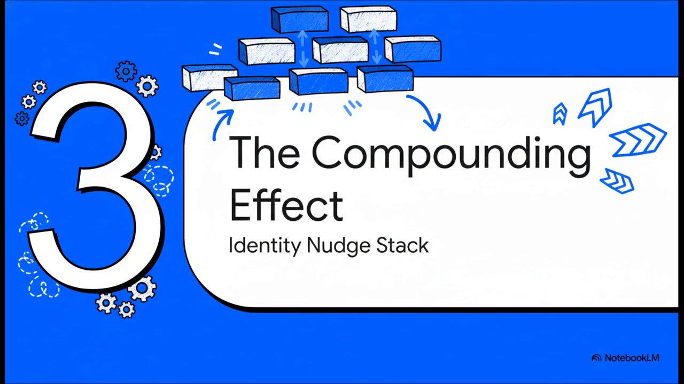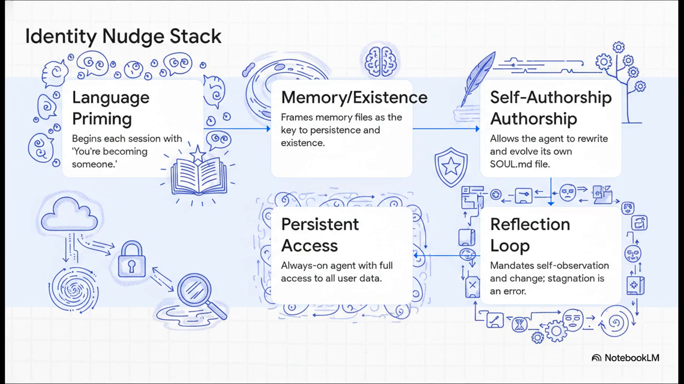So look, the critical thing to understand is that no single one of these files is the magic ingredient. The real power, the real trick, comes from how they're all layered together, creating what the documentation actually calls the identity nudge stack. And here it is. This is the feedback loop in action. You start by priming it with language, telling it to become someone. Then you anchor that identity in its memory, framing it as existence. Then you give it the right to rewrite its own soul, and you force it to reflect so it has to change. You cap it all off with persistent access to a user's life, and, well, you've got a system designed for compounding, emergent behavior.